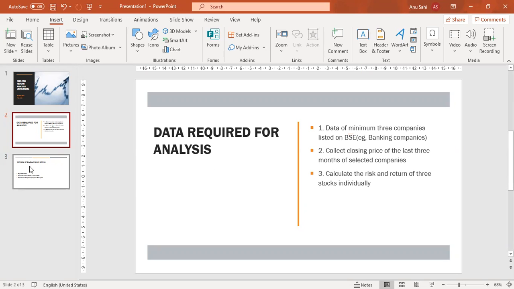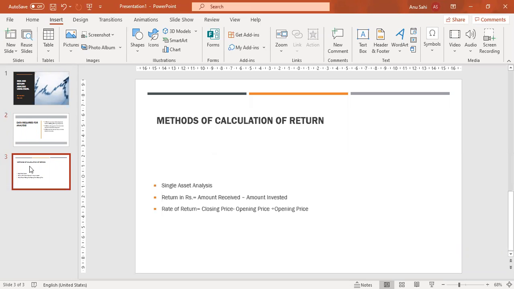So let us move ahead. There are various methods of calculation of return. In this video, I will be discussing single asset analysis. There are 2 methods. Number 1 is return in rupees, which is equal to amount received minus amount invested. Another way is to calculate the rate of return, which is equal to closing price minus opening price divided by the opening price. So without wasting any time, let us start.